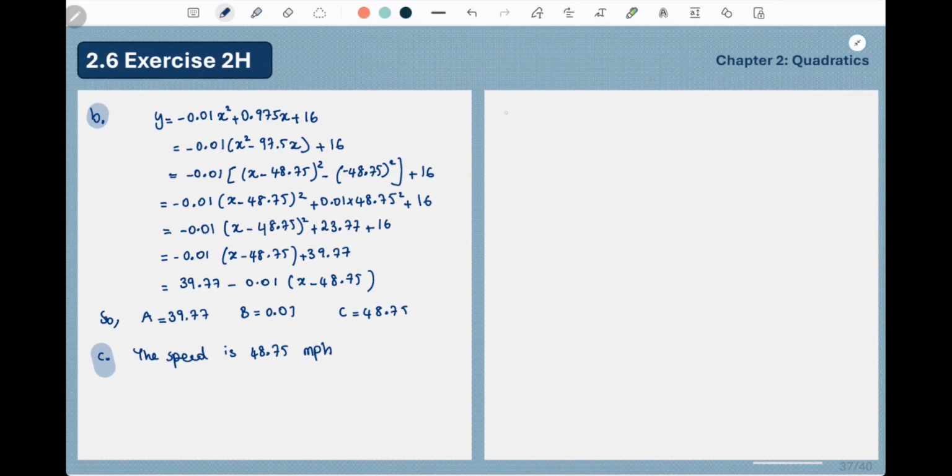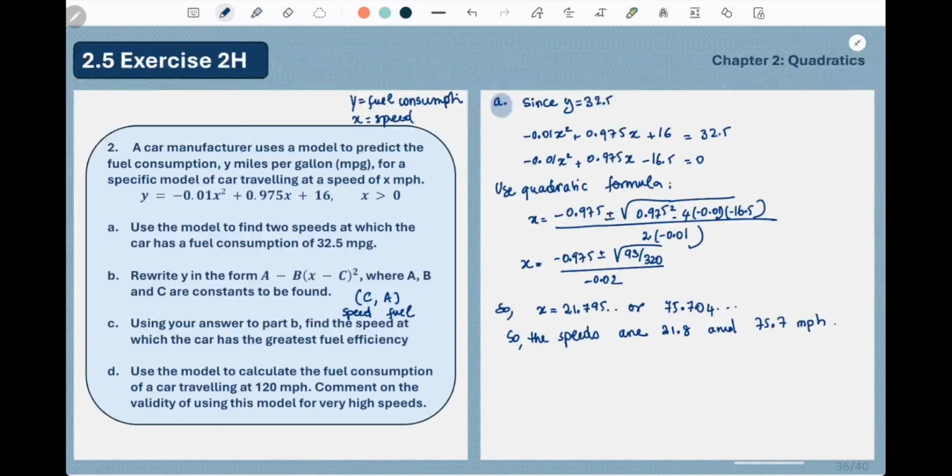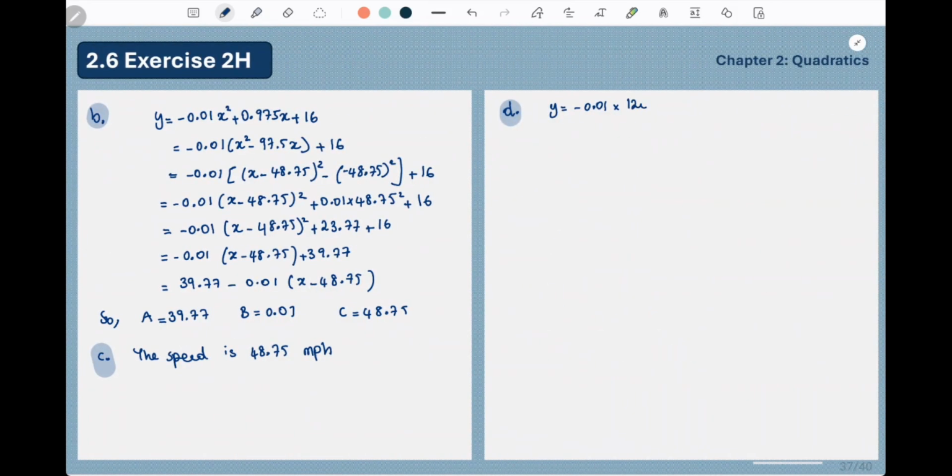So in this case, this is part D. I've got the equation here. So given x is, I think, which value was it? 120. Given x is 120, squared, 0.0975 times 120 plus 16. Everything the calculator will get. That will give us a y value of minus 11.